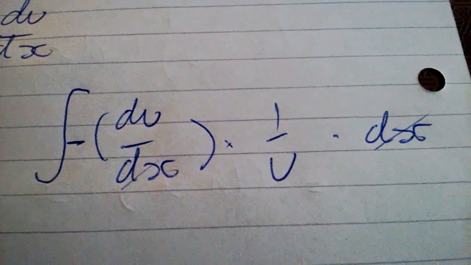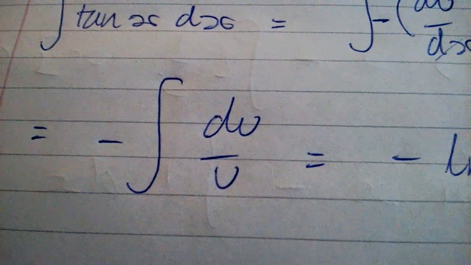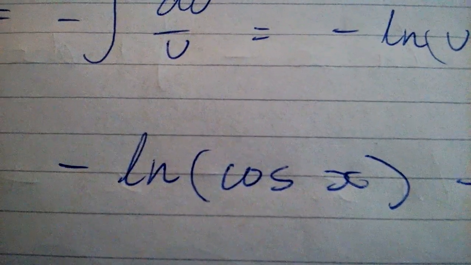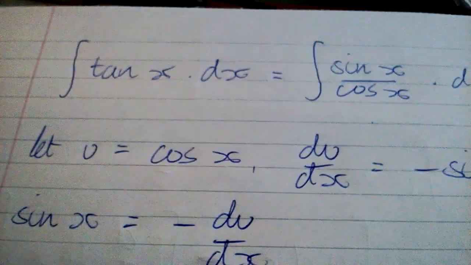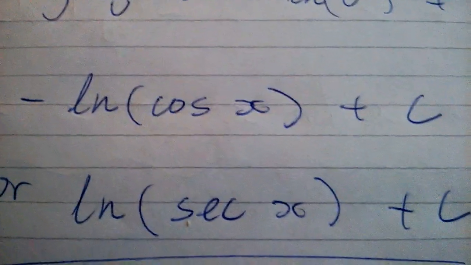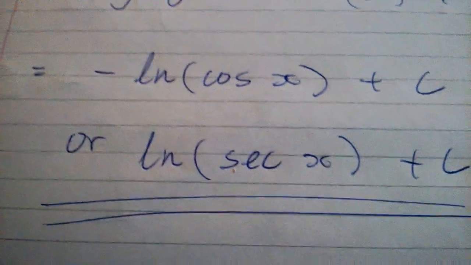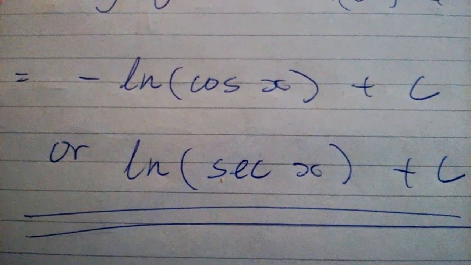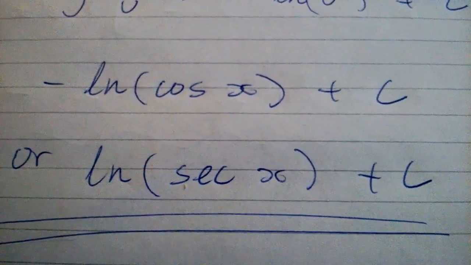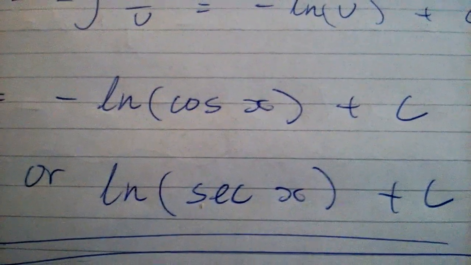Now the du by dx and the dx at the end kind of cancel out. So I end up with minus the integral of du over u, which is minus the natural log of u plus c. So bringing back the cos x, because u is the same as cos x, the integral of tan x dx is minus the natural log of cos x plus c, or you can call it the natural log of sec x plus c, because the secant of x is 1 over cos x. So they're both the same thing.